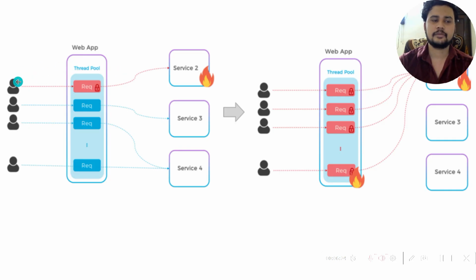The request is coming from the user, and it is going to service 2, but service 2 is not working due to some crash loop or some other reason. Only service 2 will not work, but partially your application will function. Why? Because service 3 and service 4 are functional. So that's why microservices is a good way to go.